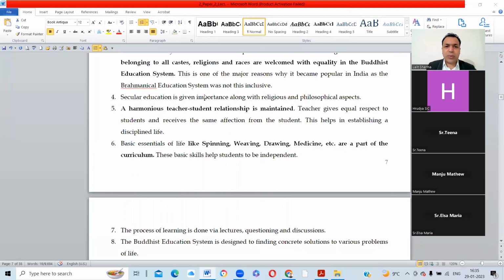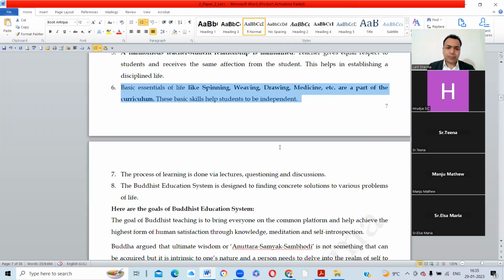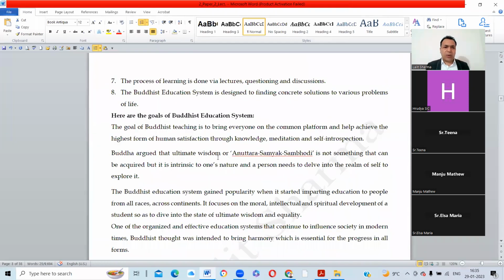Right? Secular education is given importance along with the religious and philosophical aspects. So during that time, education was religious and philosophical. So you have to talk about all these things. And the 6th is important. The basic essentials of life, such as spinning, weaving, drawing, medicine, etc., are a part of the curriculum. Right? Curriculum means syllabus. So these were the syllabus during the Buddhist period.